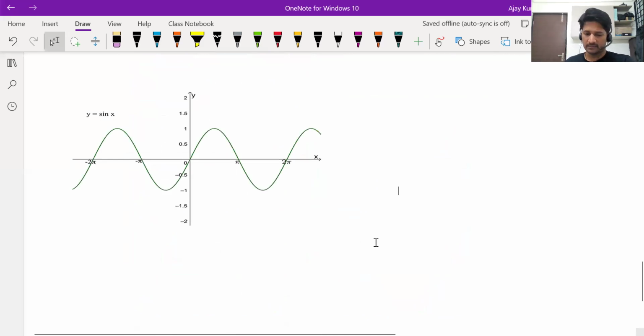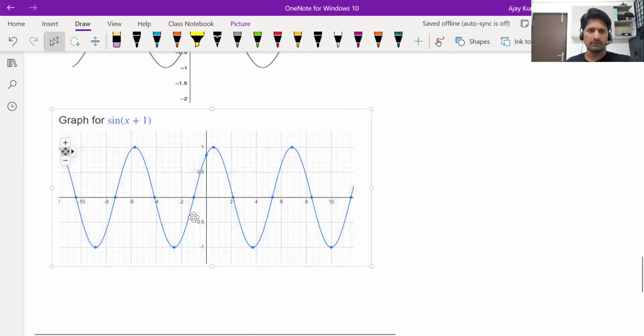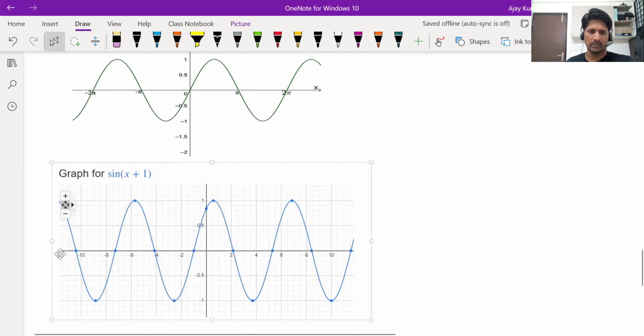Now, suppose you add something only to x. You're not adding something to the function, you're adding something to x. Let's say you add 1. You get the graph like this. So this is the graph for y is equal to sine of x plus 1.